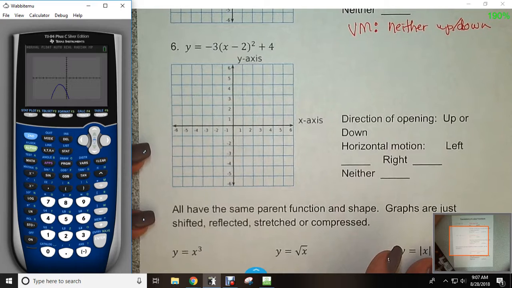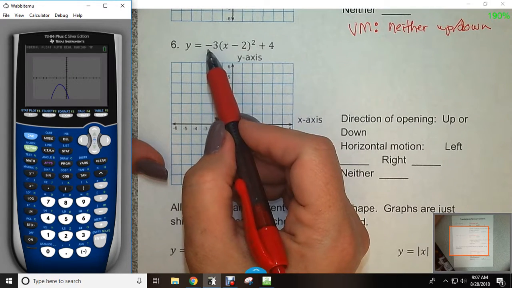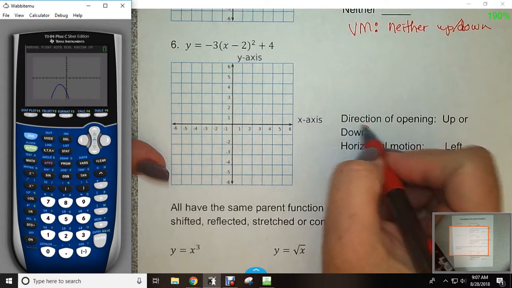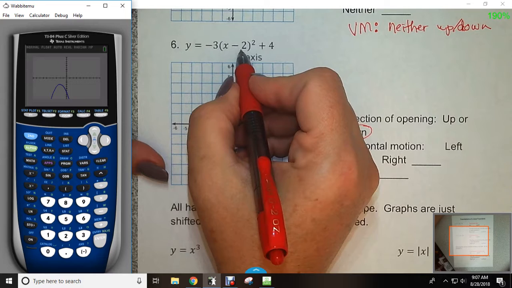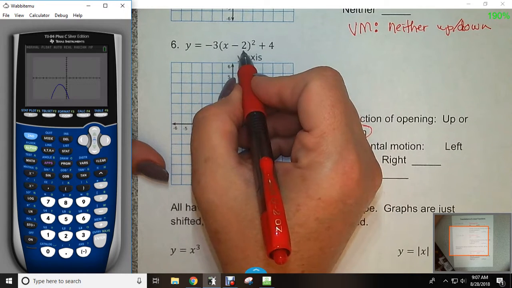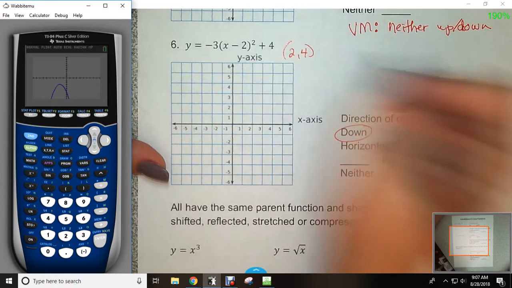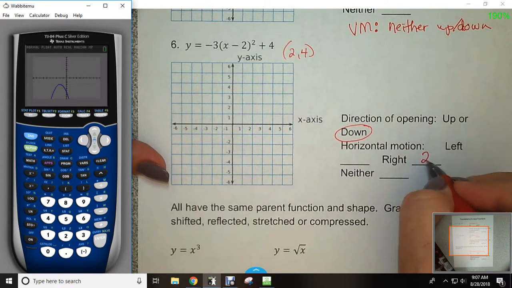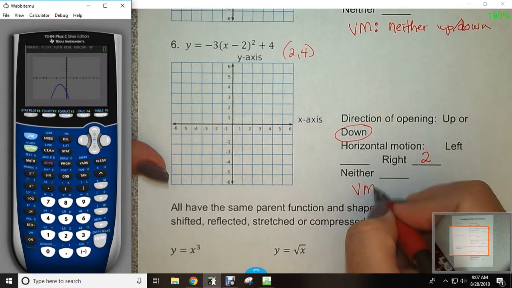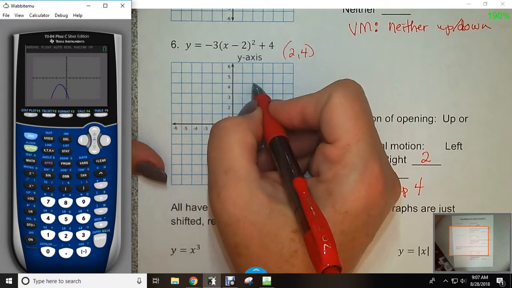All right, and number 6, I have a negative out in front. That negative is going to make this open down. Let's go ahead and get our ordered pair out of here. The opposite and the same is going to make it 2, 4. So my horizontal motion, I'm going to move to the right 2, and my vertical motion is going to be up 4. So right 2 and up 4.